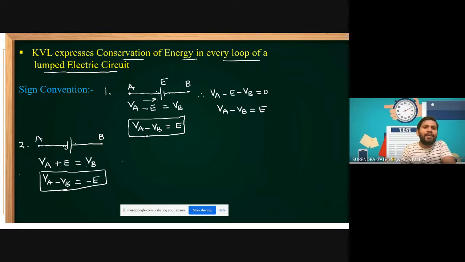Then what is VA minus VB? VA minus VB equal to minus E. Like this, we can apply this. The sign convention is very important. We are moving from negative to positive, a rise of the voltage. Once it is a rise of the voltage, you take positive. If it is a fall of the voltage, then you take negative. Mainly you concentrate on this: this voltage is equal to this voltage. Generally go for this procedure.